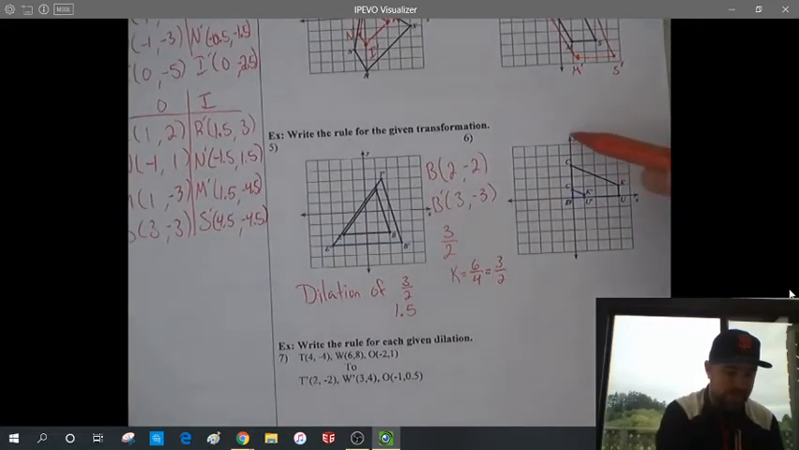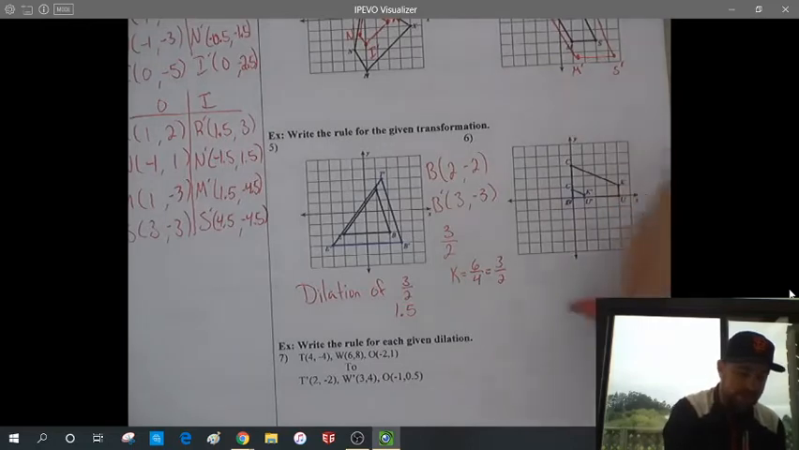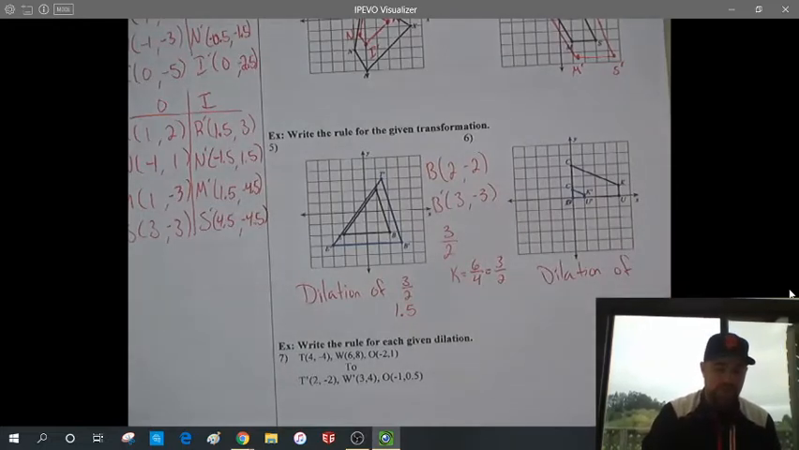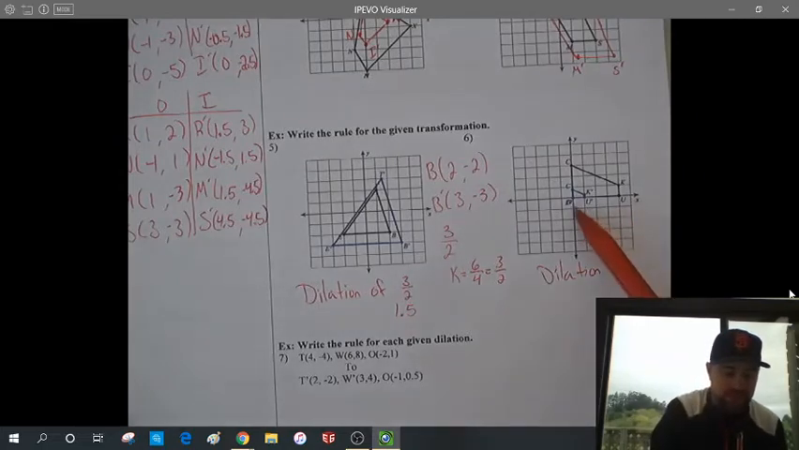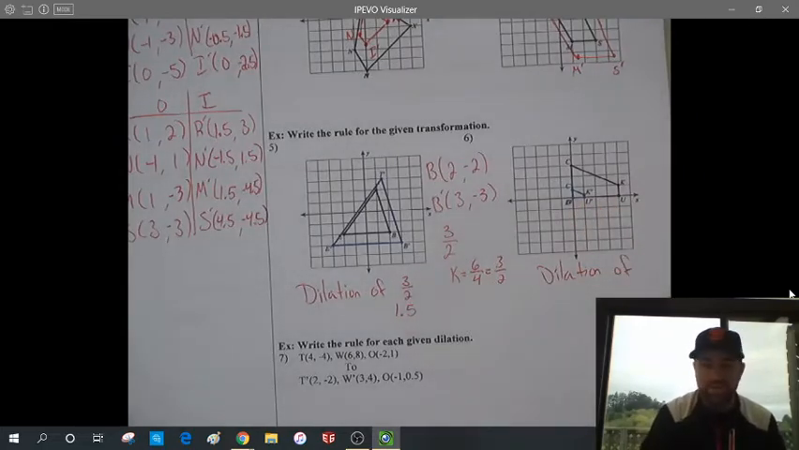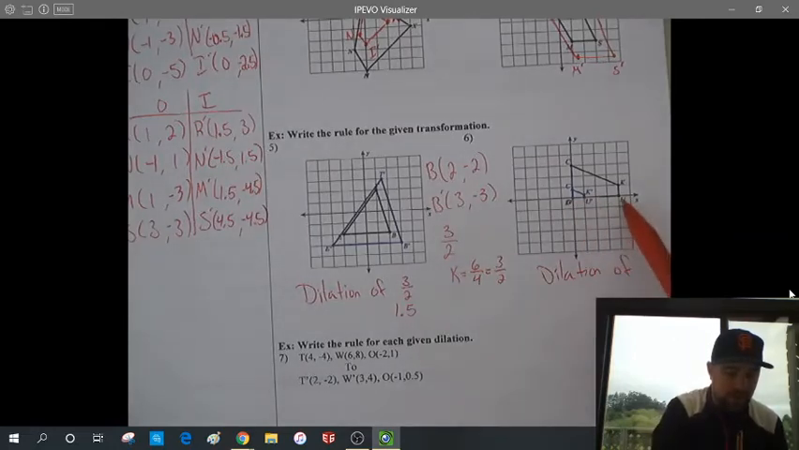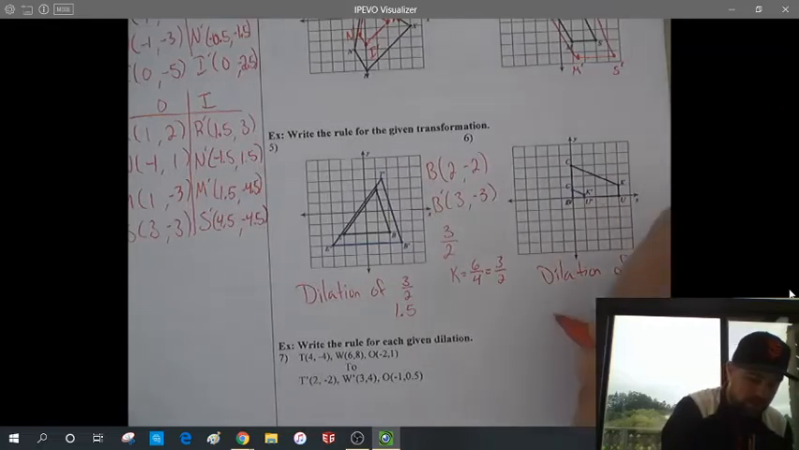Okay, looking at that same idea here for number 6. Again, I can tell it's a dilation because we have a size change that happened here. So dilation of, and again, if I compare a set of coordinates, the only one I can't use here is D and D prime because they're both at 0, 0, and so that's not going to show me the difference in the scale factor. But if I do something like U, U was at 4, 0, and then U prime is at 1, 0.